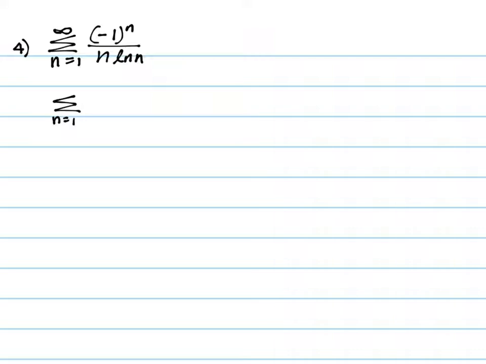This is number 4. We're going to do the summation from n equal 1 to infinity of negative 1 to the n over n natural log of n. Okay, with those directions, the step at the beginning is always the same. We're going to stick absolute values around this thing and see what happens. So my summation from n equal 1 to infinity of the absolute value of negative 1 to the n over n ln n.